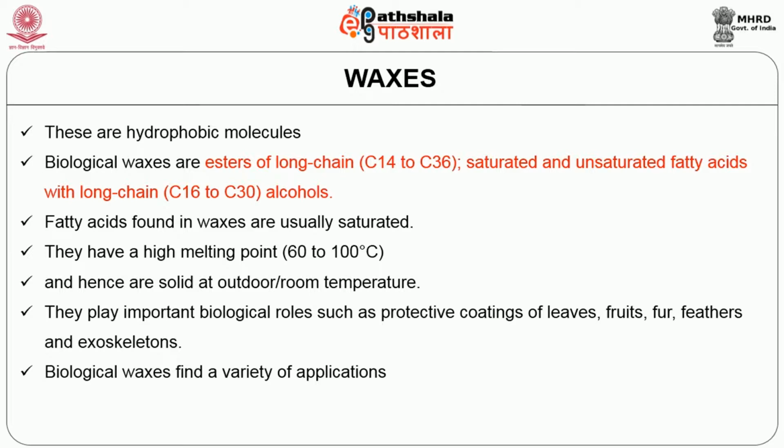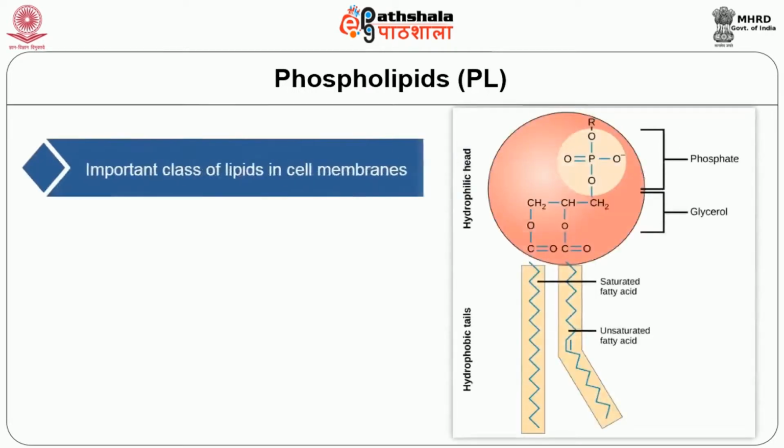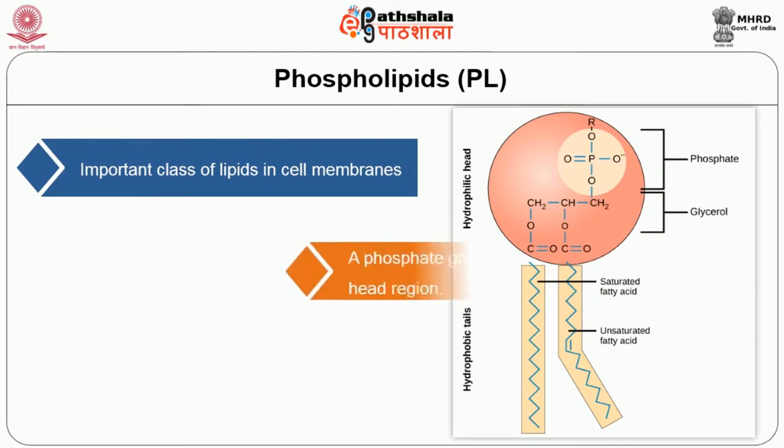The next important class of compound lipids are phospholipids. Very important class of phospholipid for maintaining the architecture and the structure of the plasma membrane. Here again, a phosphate group is attached to the polar head region.